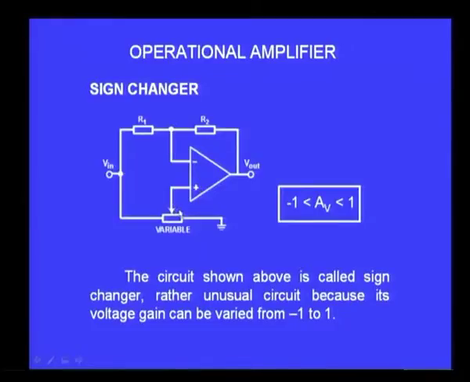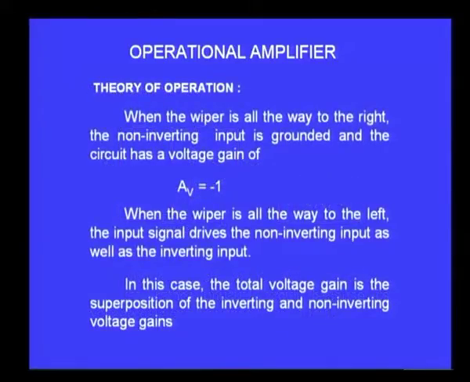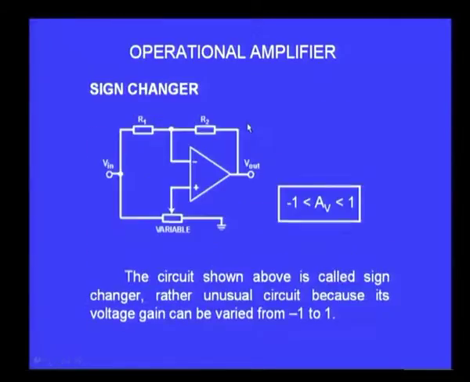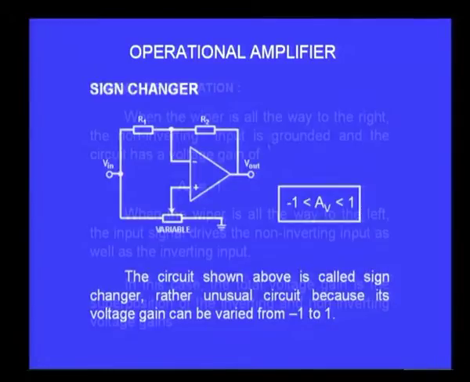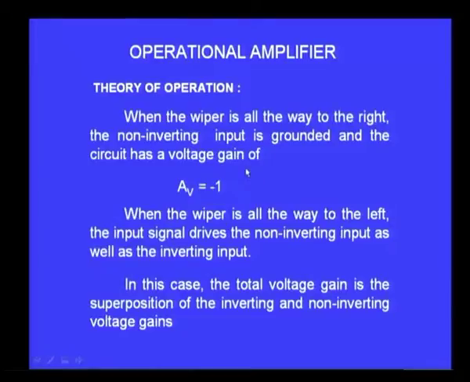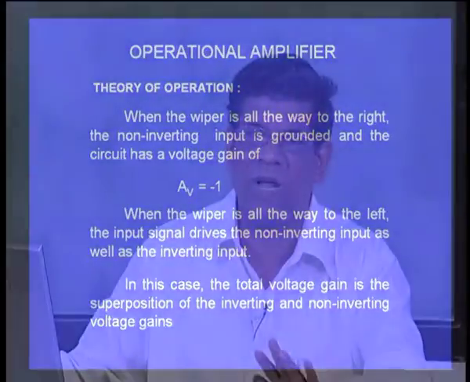When I do that, you can see I will be able to vary the gain from -1 to +1 continuously by changing the position of the potentiometer, varying the value of the variable resistor. Okay, so let me just try to understand the operation. When the wiper is all the way to the right, at the right end here, the non-inverting terminal is connected to the ground. So the non-inverting input is grounded and the circuit has a voltage gain of AV = -1. We all know that it becomes a very simple inverting amplifier.